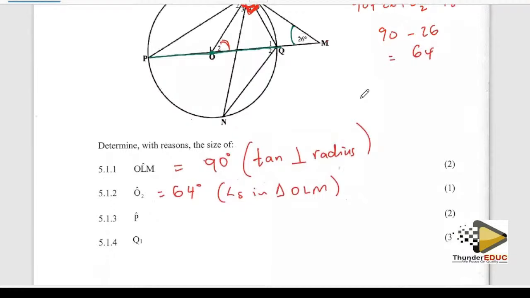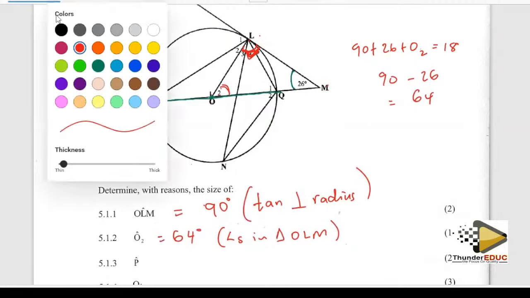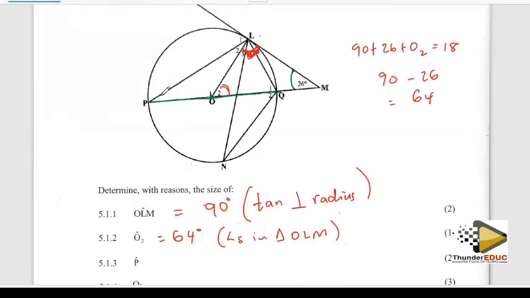Then they want us to get P. What's happening with P? It's different. P is here, the angle at the circumference. What we just found was the angle at the center, the 64. Normally these questions are structured in a way that whatever you get in the previous question must always guide you towards answering what is coming down, okay?